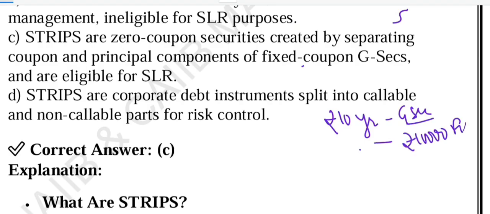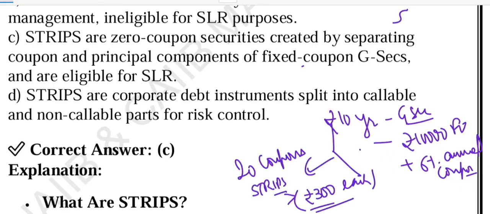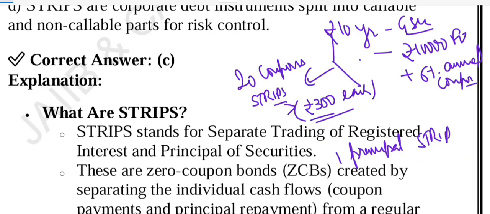Right. It can be stripped into 20 coupon strips, which is almost 300 rupees each, paid semi-annually. Fine. And one principal strip is there, which is how much? 10,000 rupees at maturity. So that is what it does.